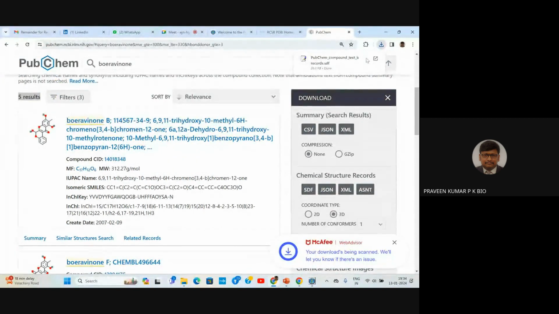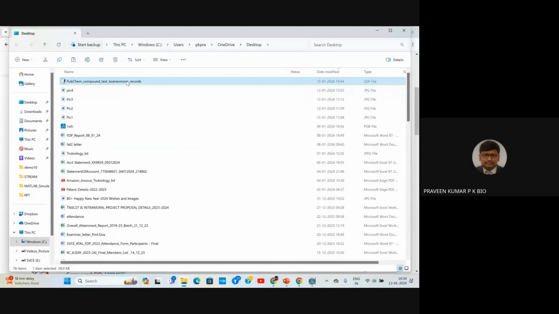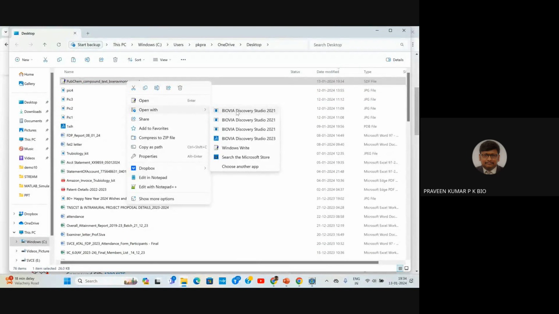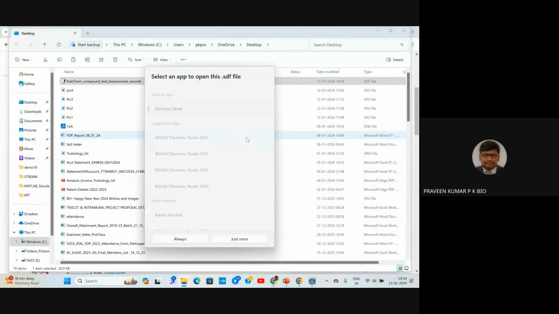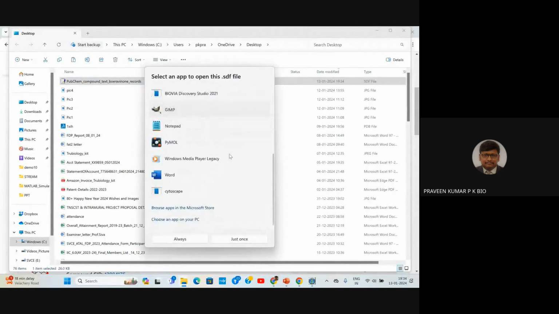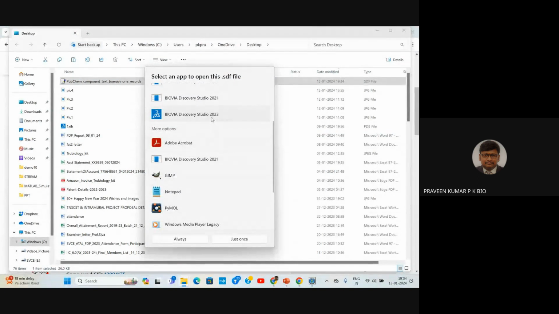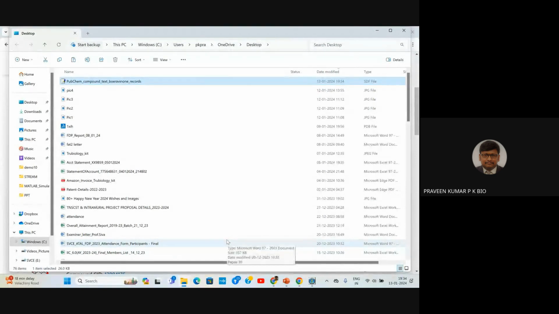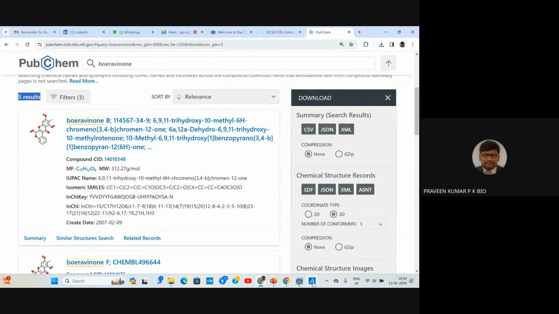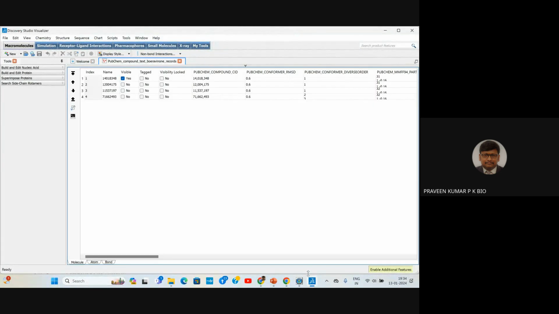And if you want to open it, again you have to open it using Discovery Studio. I am going to open it in Discovery Studio, the latest Discovery Studio 2023. So just once. Now check the structures in SDF. Yeah, Discovery Studio is getting loaded. Yes, just 4, I think.